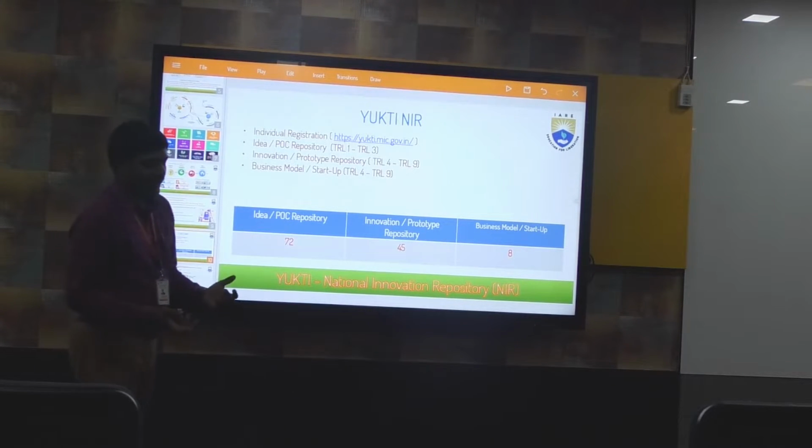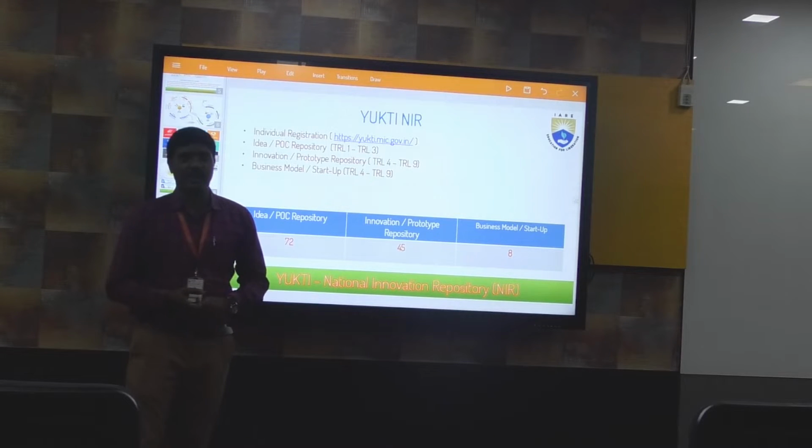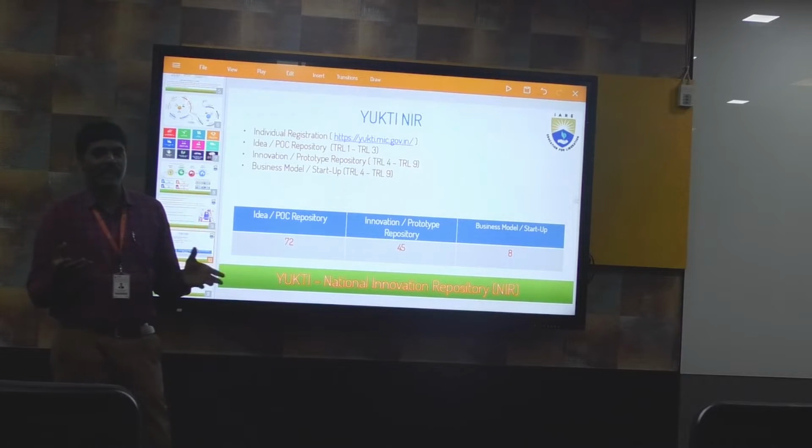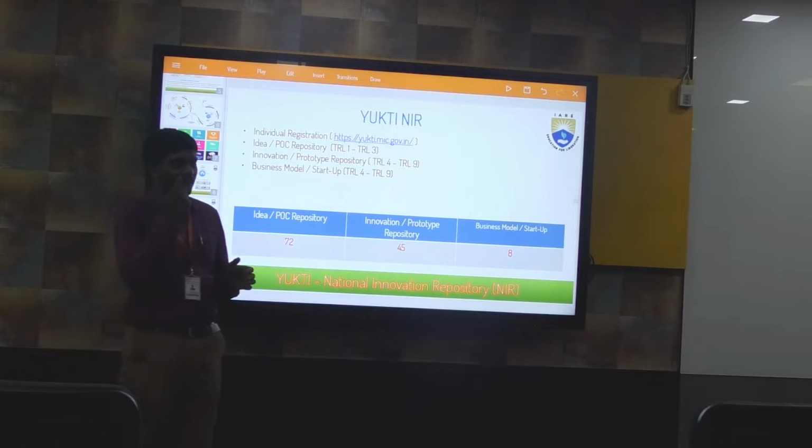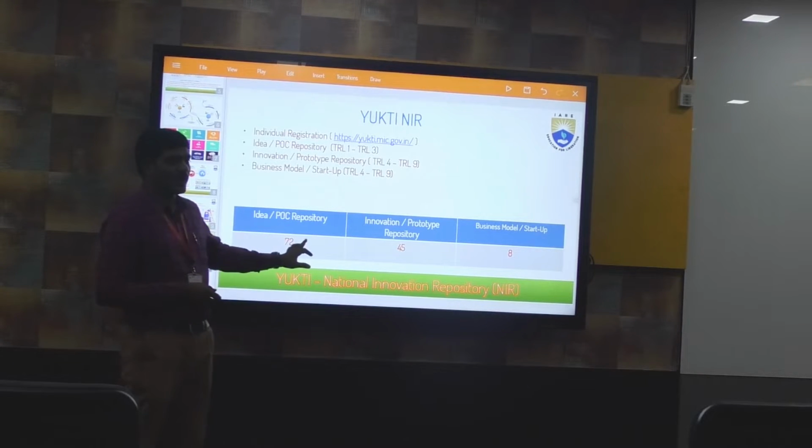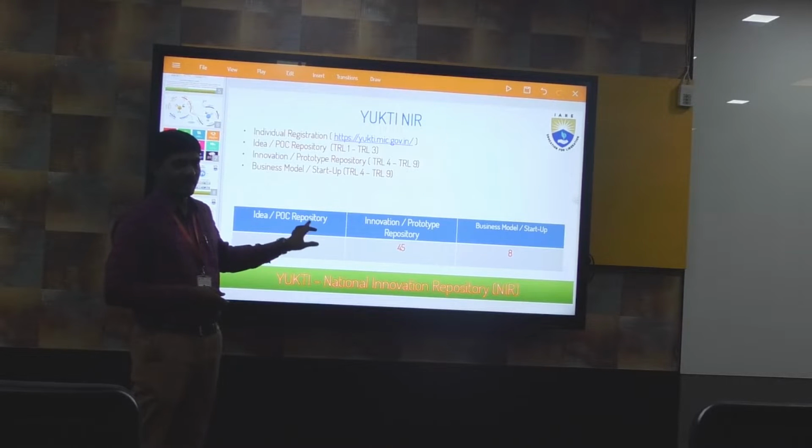So I calculated the percentage if I take the whole student strength of about 4,000 students, suppose 4,000 divided by 4, taking a batch of 4 members in each team. This percentage will be 0.05. It's very less. At least 1% should be there.